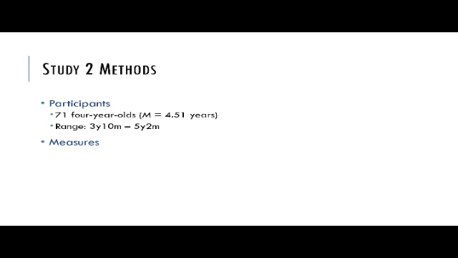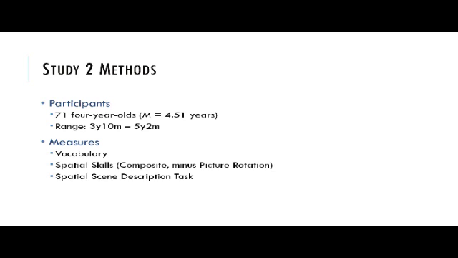So for the second study, we used the same general age range of participants. We increased our sample here because we counterbalanced a couple of tasks. We wanted to make sure we had adequate power to detect a potential difference in that order. Again, we used a big range to get all 4-year-olds. And the measures we used were very similar to the study I already described. So the same measures of vocabulary.